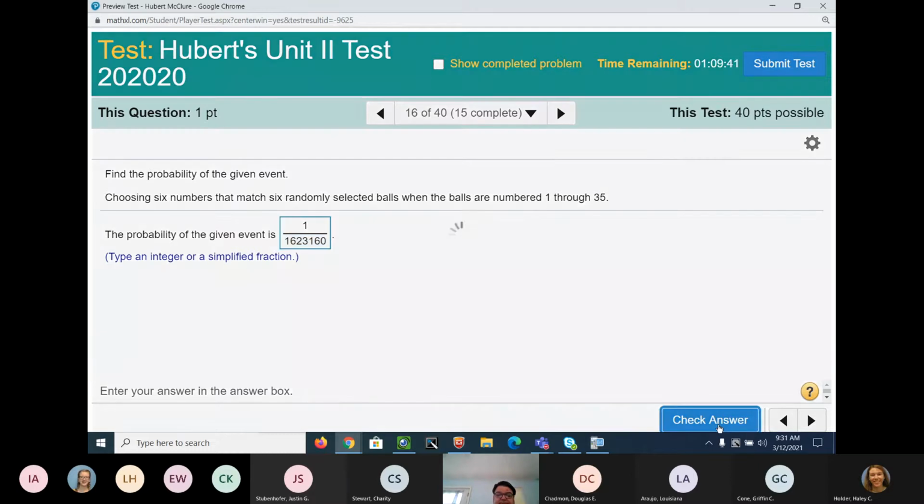Anybody? I don't see it. So, yeah, I disagree with this question, even though I got it right. It says, find the probability of the given event. Choosing 6 numbers that match 6 randomly selected balls when the balls are numbered 1 through 35. Now, I don't have a problem with the 1,623,160. I have a problem with the way the question is worded. One, it doesn't even say it's a lottery, and two, it doesn't indicate whether you bought a ticket or not. It doesn't ask if you're winning. It doesn't ask if you're playing the lottery. Y'all see what I'm saying here, or am I barking up the wrong tree?